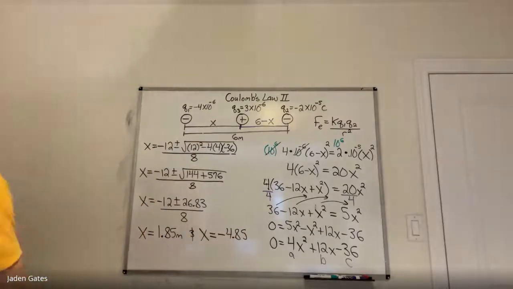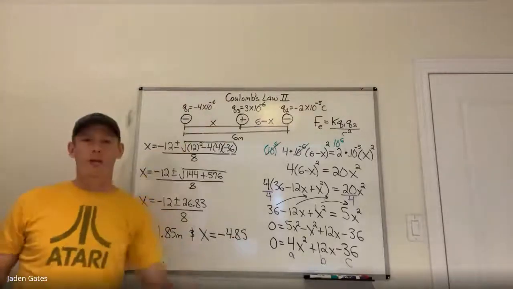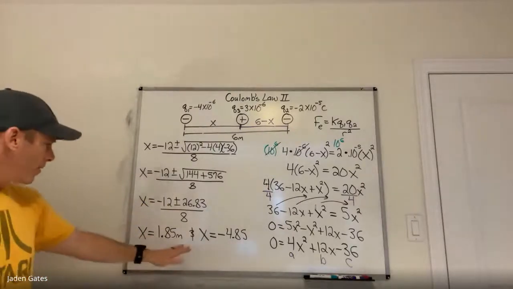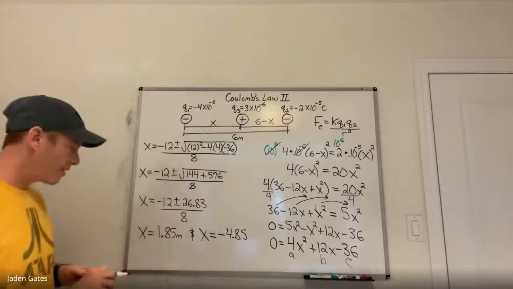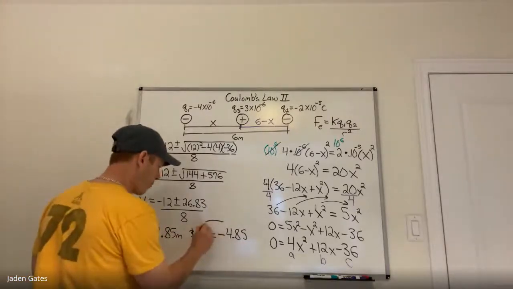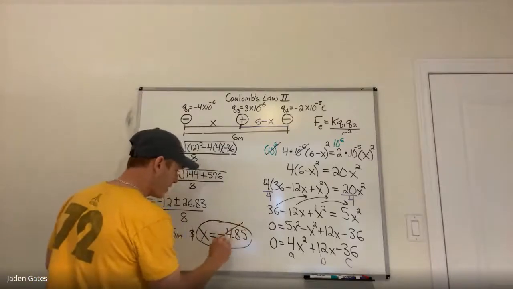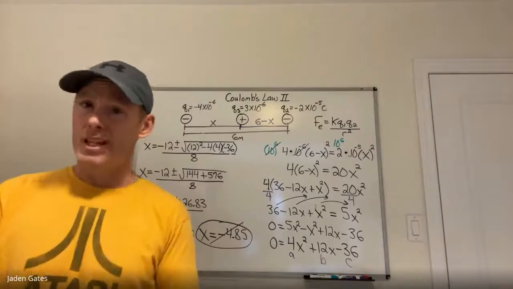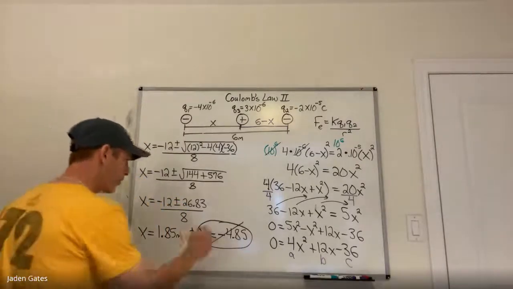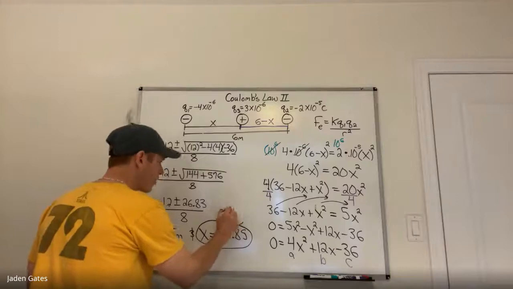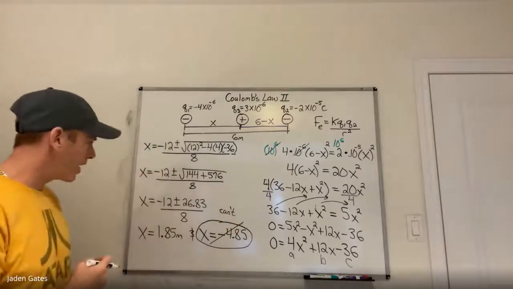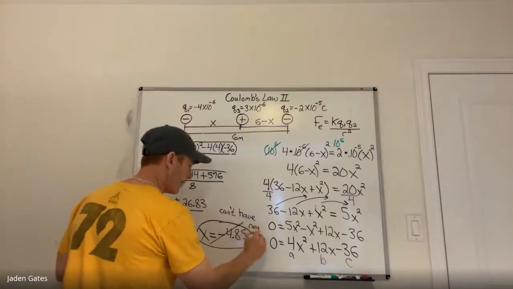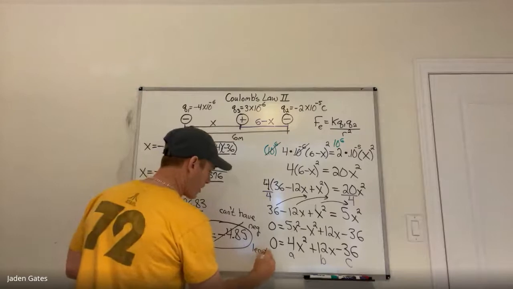So again, this situation is only happening once, but yet we're getting two answers. So what answer is right? Well, the negative 4.85 doesn't even make sense. Just like time, length, you can't have negative length. So you can't just cross out an answer, right? You've got to say why you're getting rid of it, and you can't have negative length.